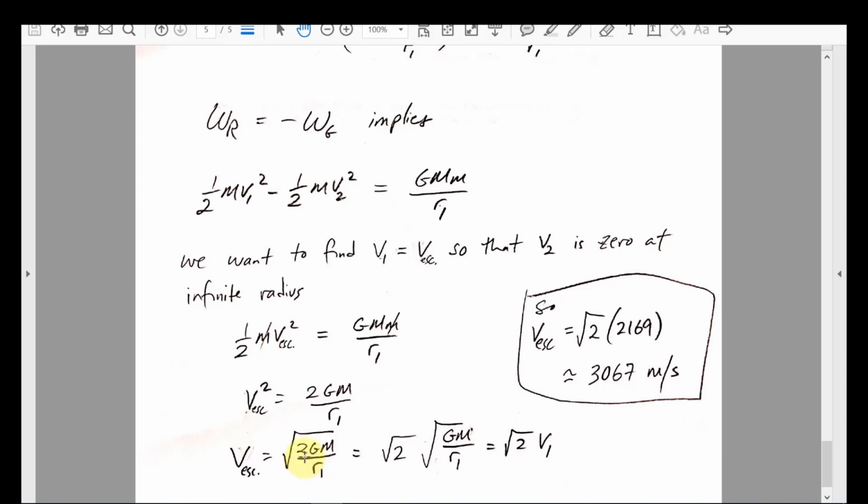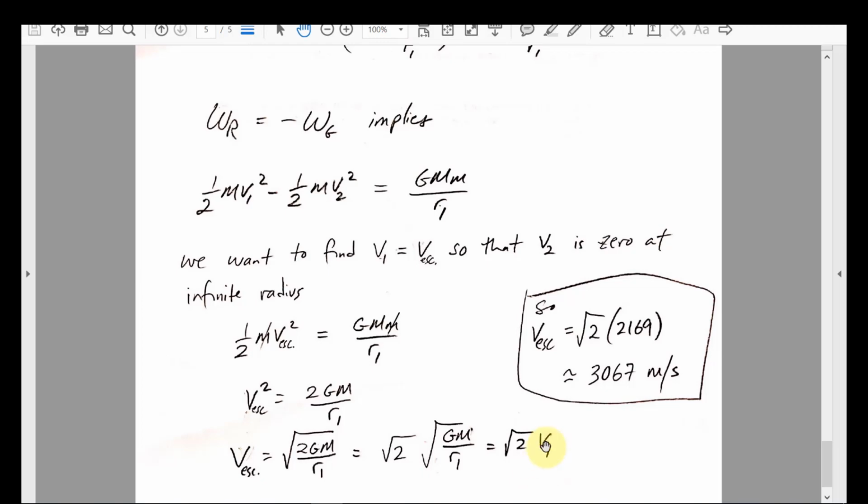And so that turns out really interesting, that you could factor out a square root of 2. So you have square root of 2 times the square root of this GM over r1, which means that the escape velocity is always just square root of 2 times whatever the orbital velocity is for that particular radius.